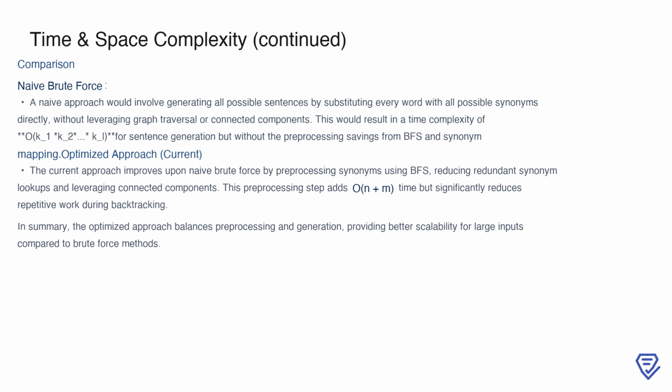While this pre-processing step introduces an additional cost of O(n plus m), it significantly reduces the overhead during the backtracking phase. Overall, this balance between pre-processing and generation allows our approach to scale better for larger inputs, making it far more efficient than naive methods.